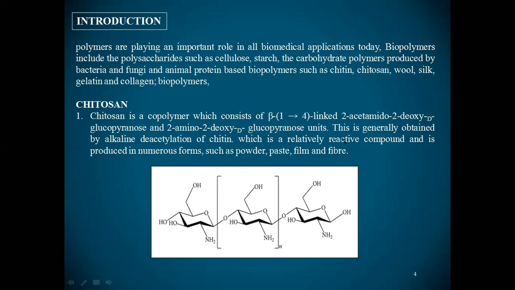This is the structure of chitosan. Chitosan consists of first and fourth position linked 2-acetamido-2-deoxy-D-glucopyranose and 2-amino-2-deoxy-D-glucopyranose units. It is generally obtained from chitin. Chitin is obtained from various animal and plant sources, which I will explain in the upcoming slides. This chitin undergoes the deacetylation process, from which chitosan is obtained.